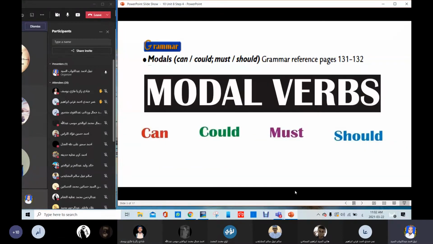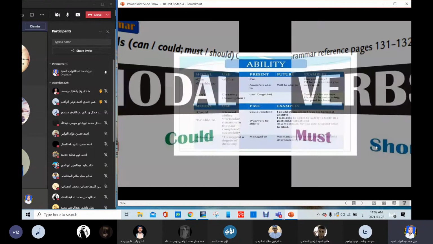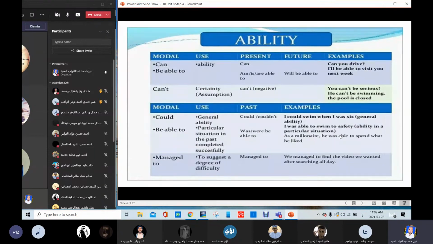Okay, so our lesson today, grammar lesson using modals, can, could, be able to, manage to, must, should, mustn't, and their negative, of course. If you want to get more information, you can go to grammar reference pages on page 131, 132 about the modal verbs, can, could, must, should. Okay, here let's have a summary, a table that can summarize here the different functions for the modal verbs.